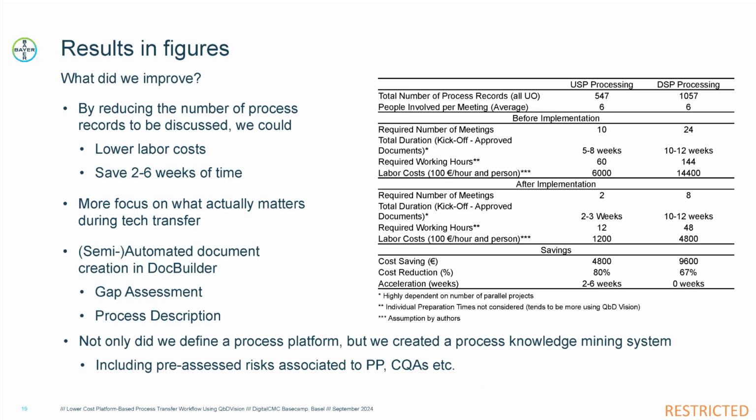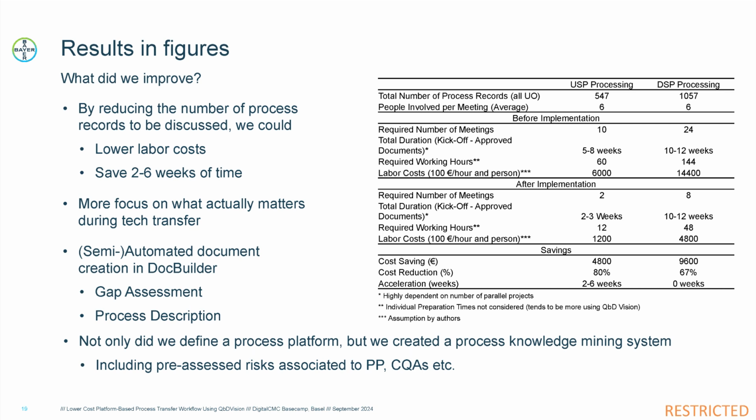Okay, coming to the results and what we actually improved. So Isabel said it already, by having this platform approach, we were able to reduce the number of records or process items that we actually have to discuss dramatically. We didn't reduce the number of people that were involved in the tech transfer. We just reduced the number of items that had to be discussed, because, since we have a platform, most of the items have been assessed already by our SMEs and don't have to be assessed anymore.